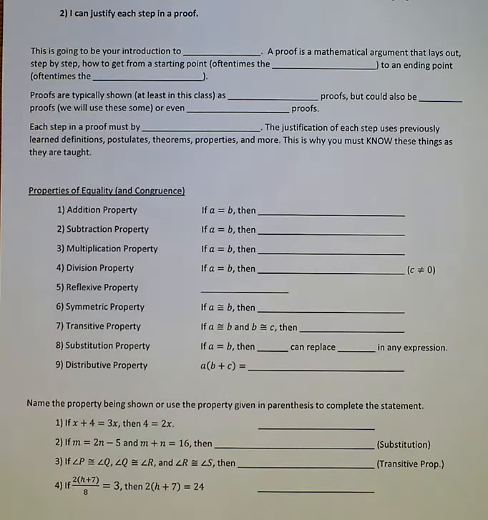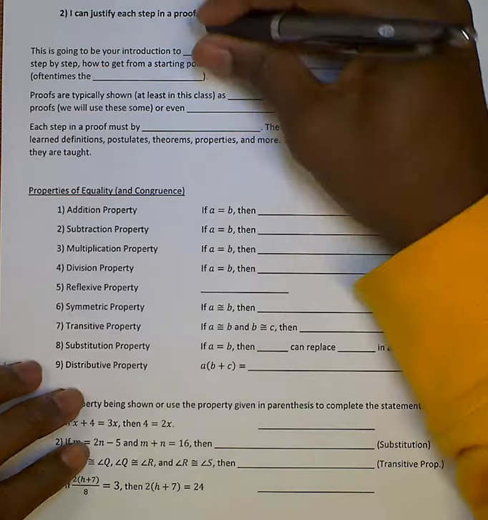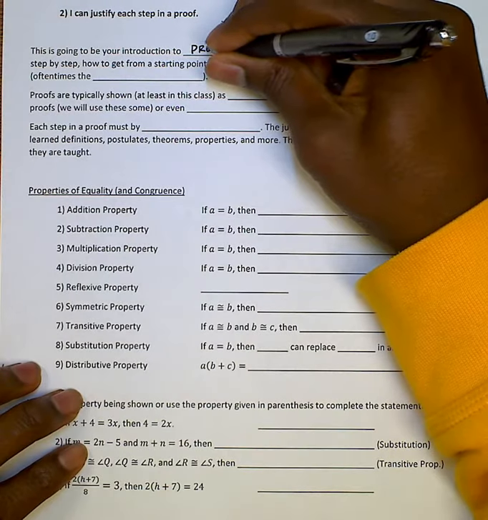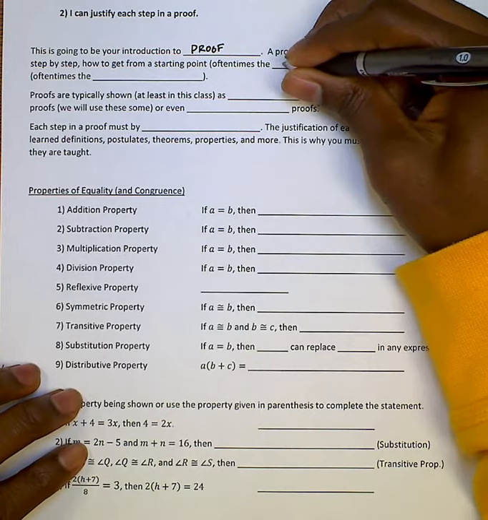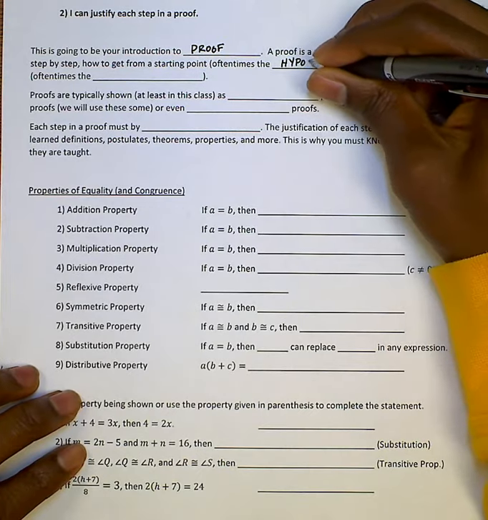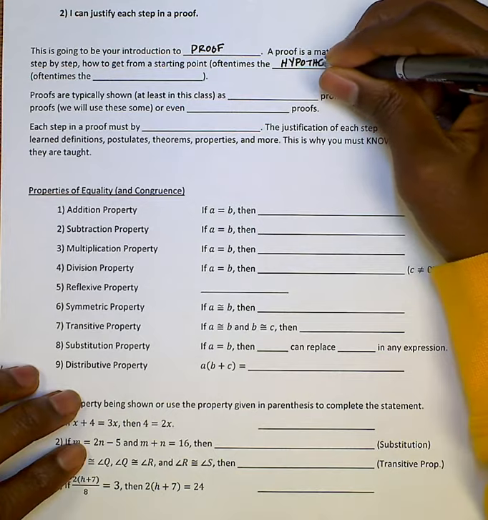Alright, this is going to be our introduction to proofs. And a proof is a mathematical argument that lays out step by step how to get from a starting point, oftentimes a hypothesis, to an ending point, oftentimes the conclusion.